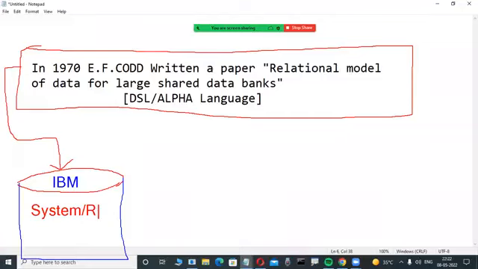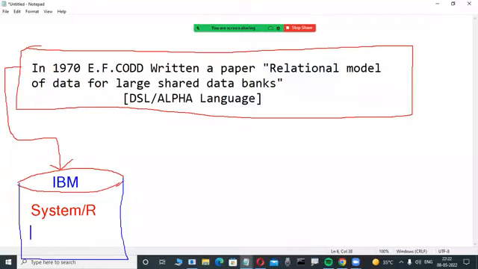But for operating this relational database product, just as nowadays Oracle uses SQL, in the olden days the System R team used a language for controlling the System R database. They used the DSL Alpha language. But they faced a problem: DSL Alpha is a very difficult language.